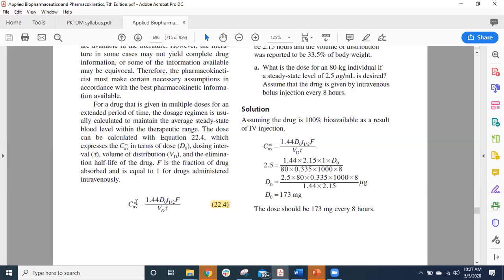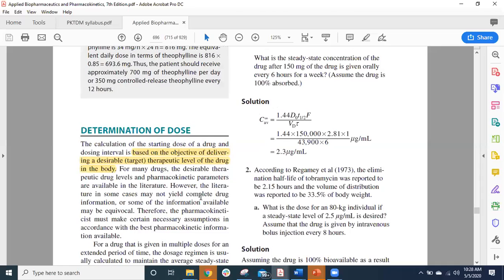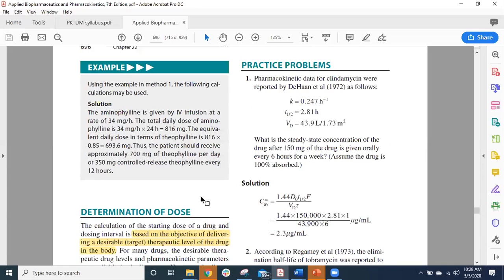That means what is my target concentration for this disease, you know that, but you don't know how much dose you should give. And you have the values of other parameters like volume of distribution, bioavailability, and duration and frequency. So then you can easily calculate D0, isn't it? If you have all other things except D0, which is dose, you can calculate it, isn't it?